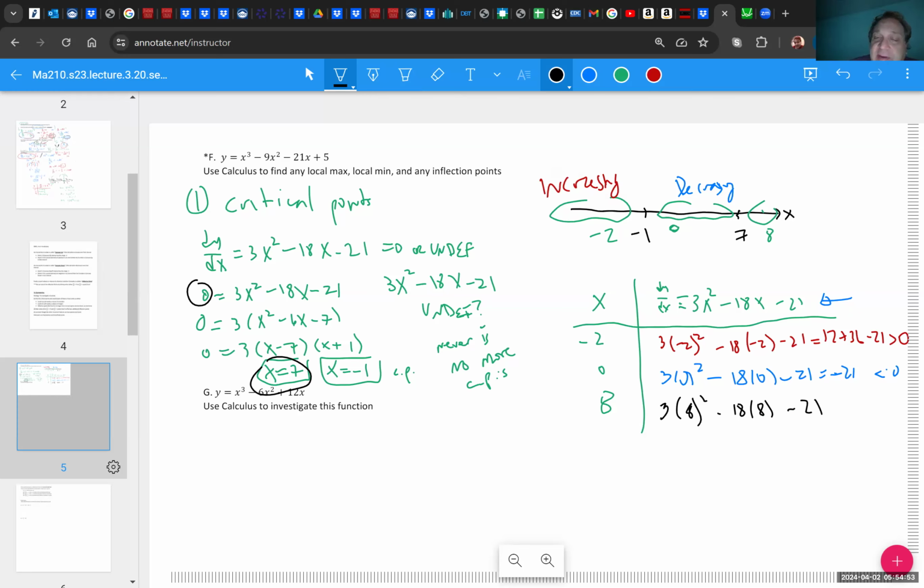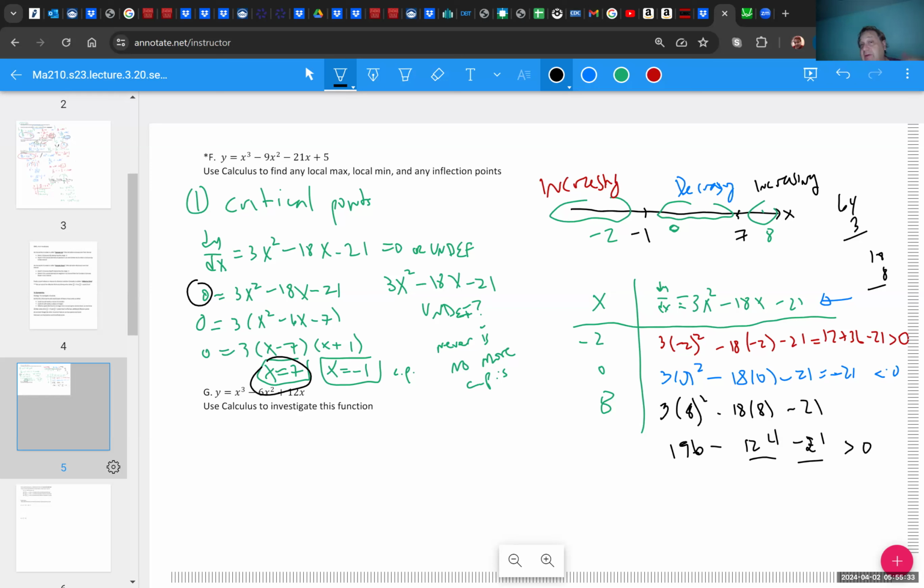And I will have to do a little bit of math here. 64 times 3 is 180 plus 12, 196. 18 times 8 is 144, and then minus 21. So I get 196 minus 144 minus 21. I still have a positive amount. I haven't run out of dollars yet because the amount I'm subtracting is like 140 or 150 or something off from 196. So I know it's a positive number, which means it is increasing in this last region.